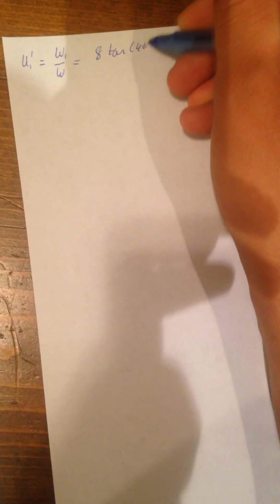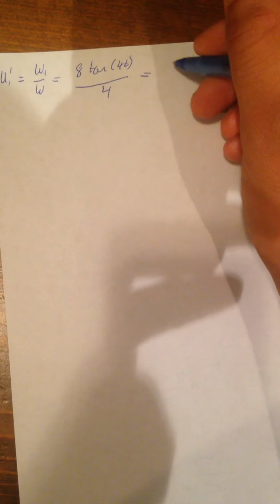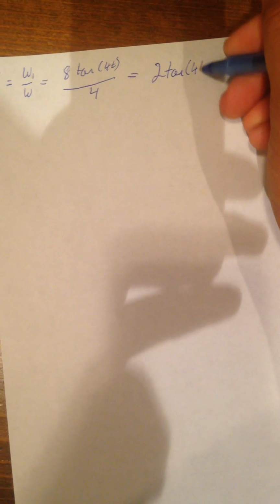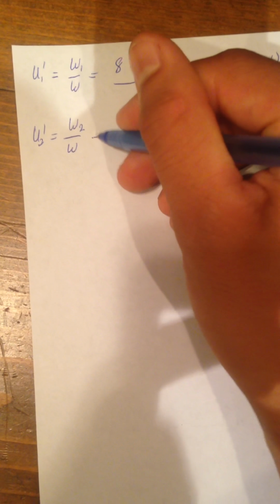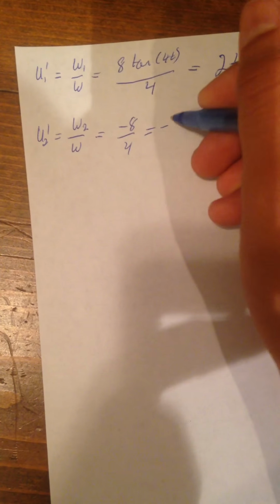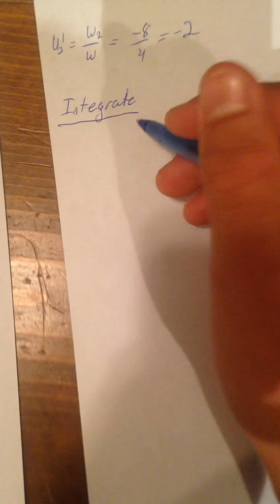Now with that, you're going to want to find u1 prime and u2 prime. u1 prime is going to equal W1 over W. It's going to equal 8 tan 4t over 4. It's going to equal 2 tan 4t. And u2 prime is going to equal W2 over W. It's going to equal negative 8 over 4, which is just negative 2. The next step is going to integrate. You're going to integrate u1 and u2.